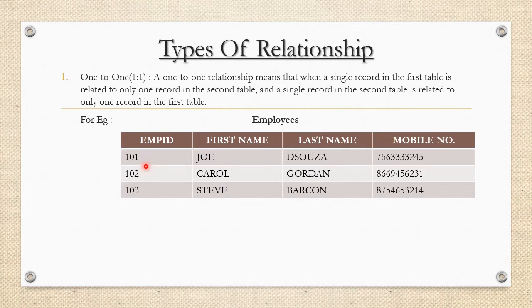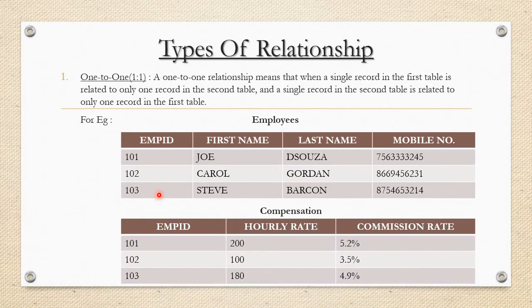And how many records are there? Three records are there, for employee ID 101, 102, and 103. We are entering the records for these three employee IDs. Then now I'm going to create another table, which is the compensation table.